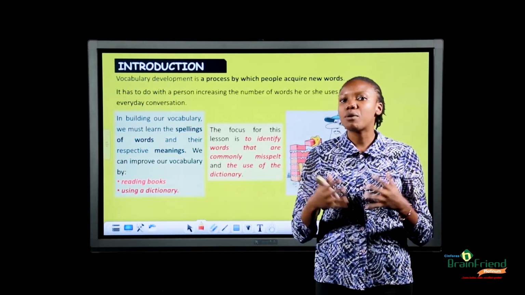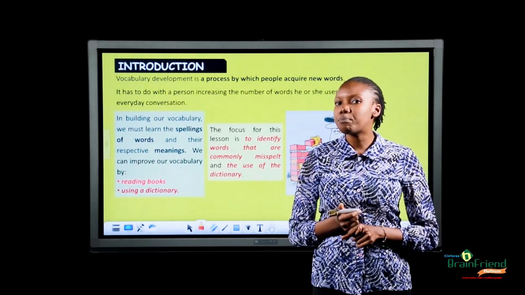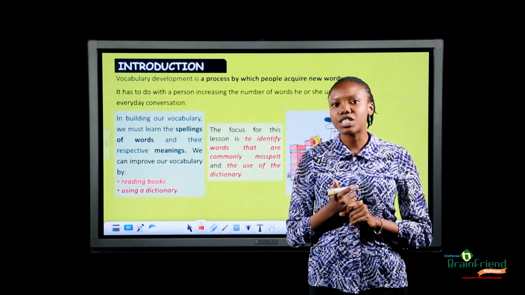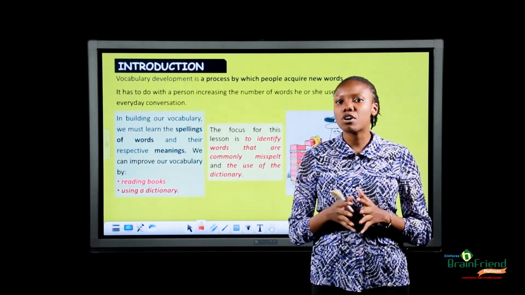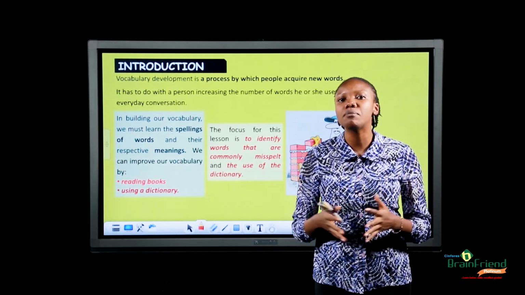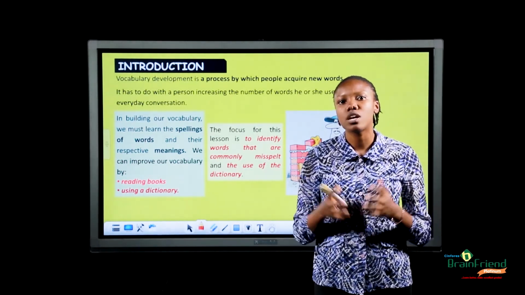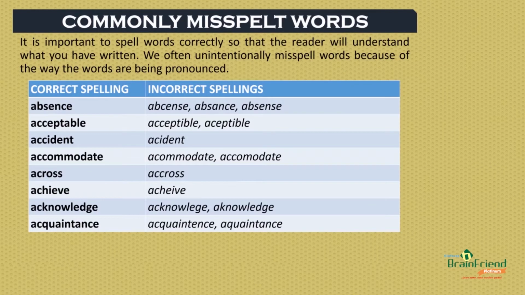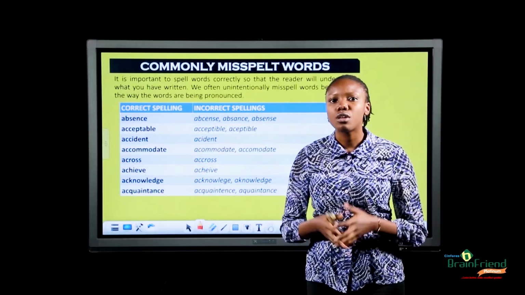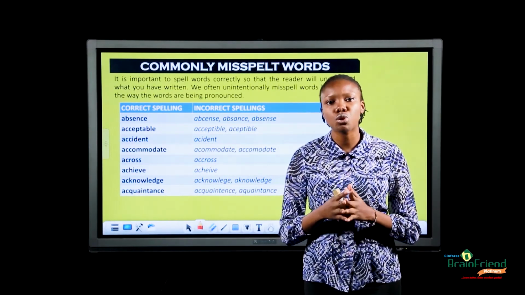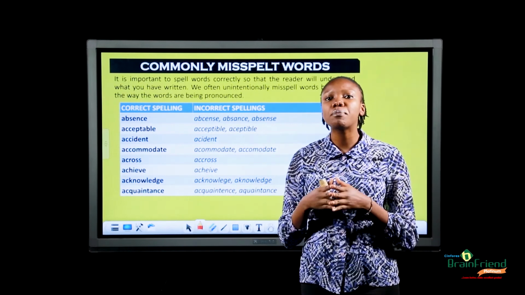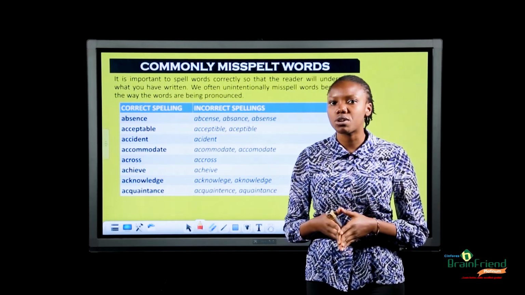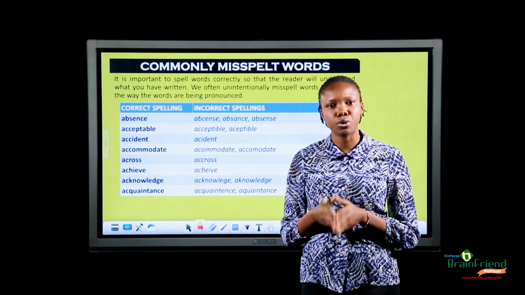Now, how can we do this? We do this by reading books and also using a dictionary. Our focus for this lesson will be on commonly misspelt words and how to use the dictionary. One important thing about communication is comprehension. For a reader to understand what the writer has written down, the words written must be spelled correctly. Now, oftentimes we make mistakes in spelling these words because of the way the words are being pronounced.